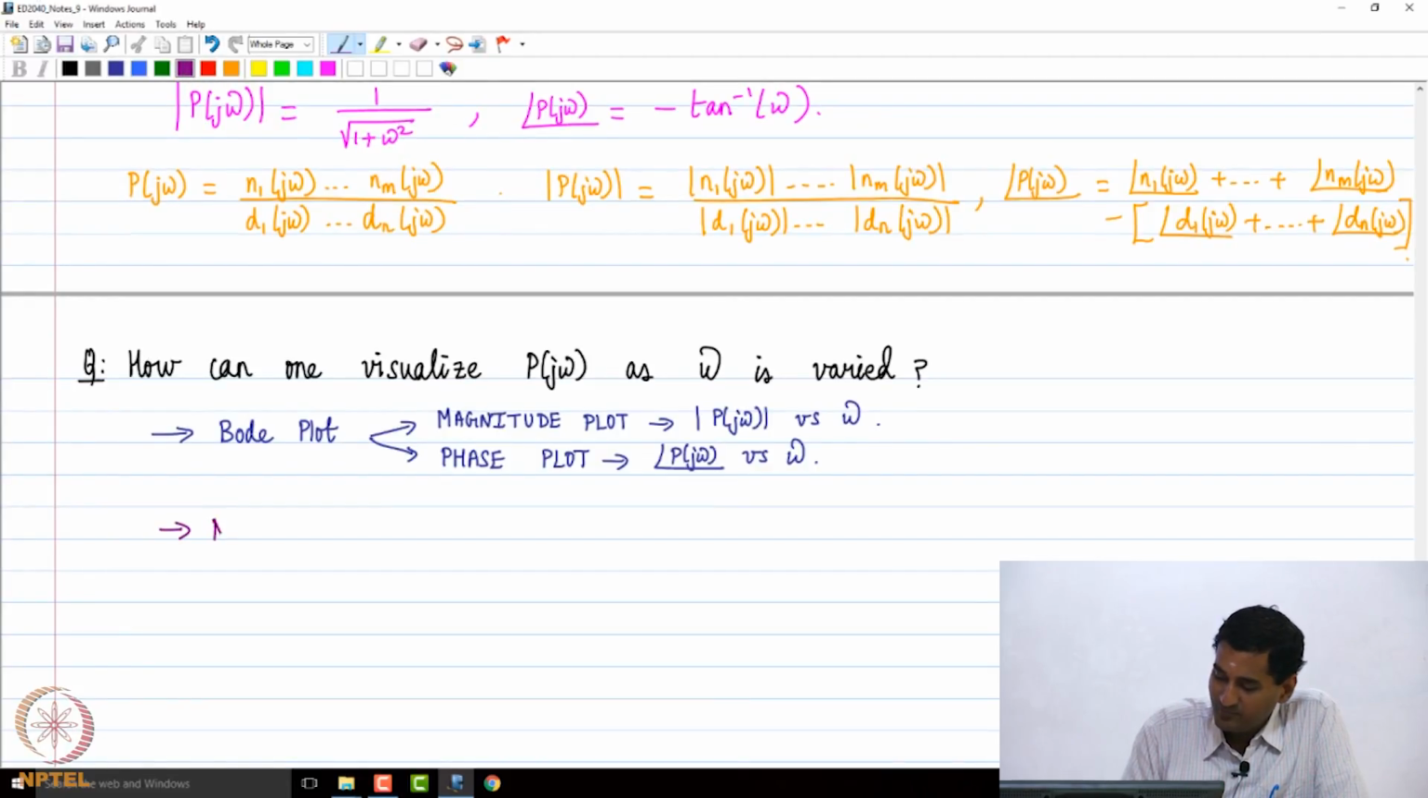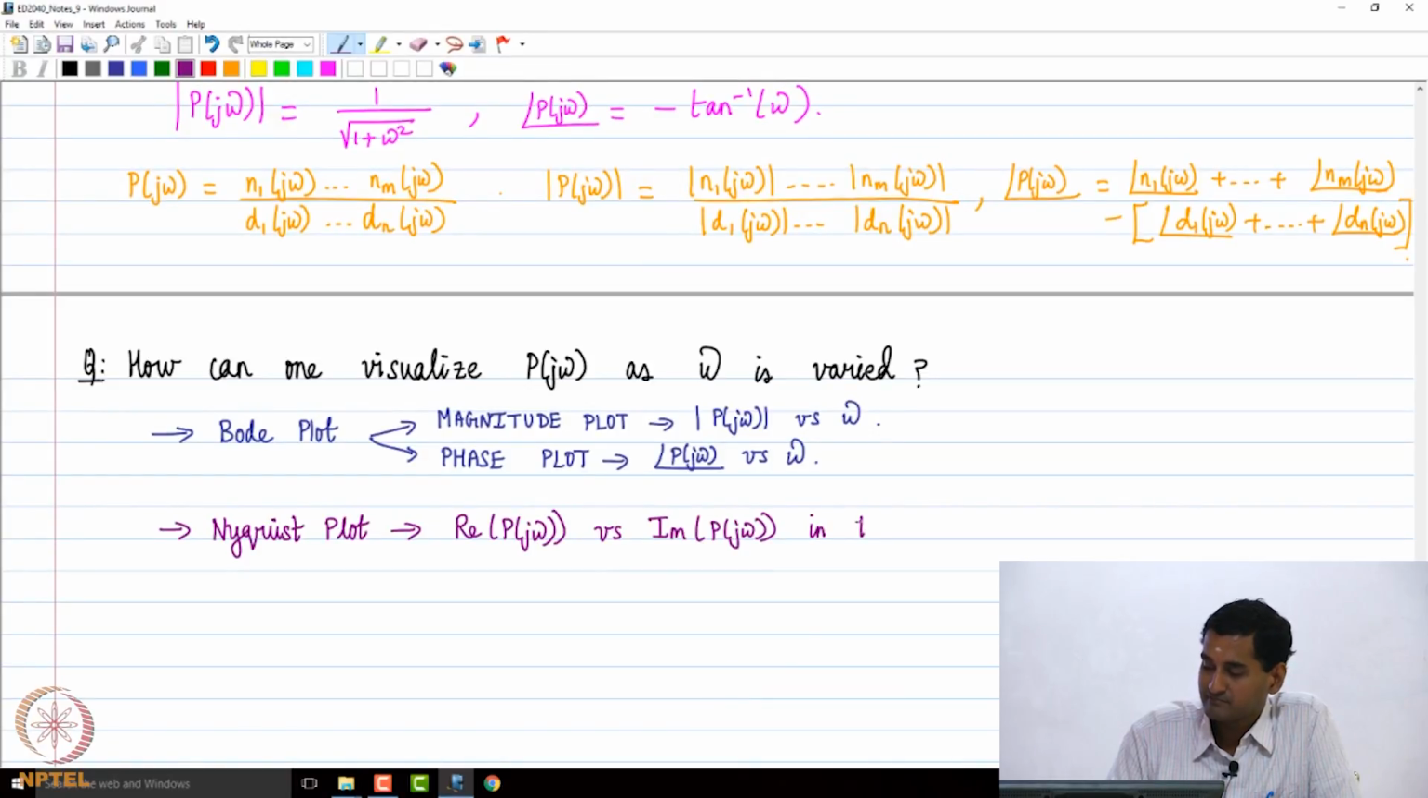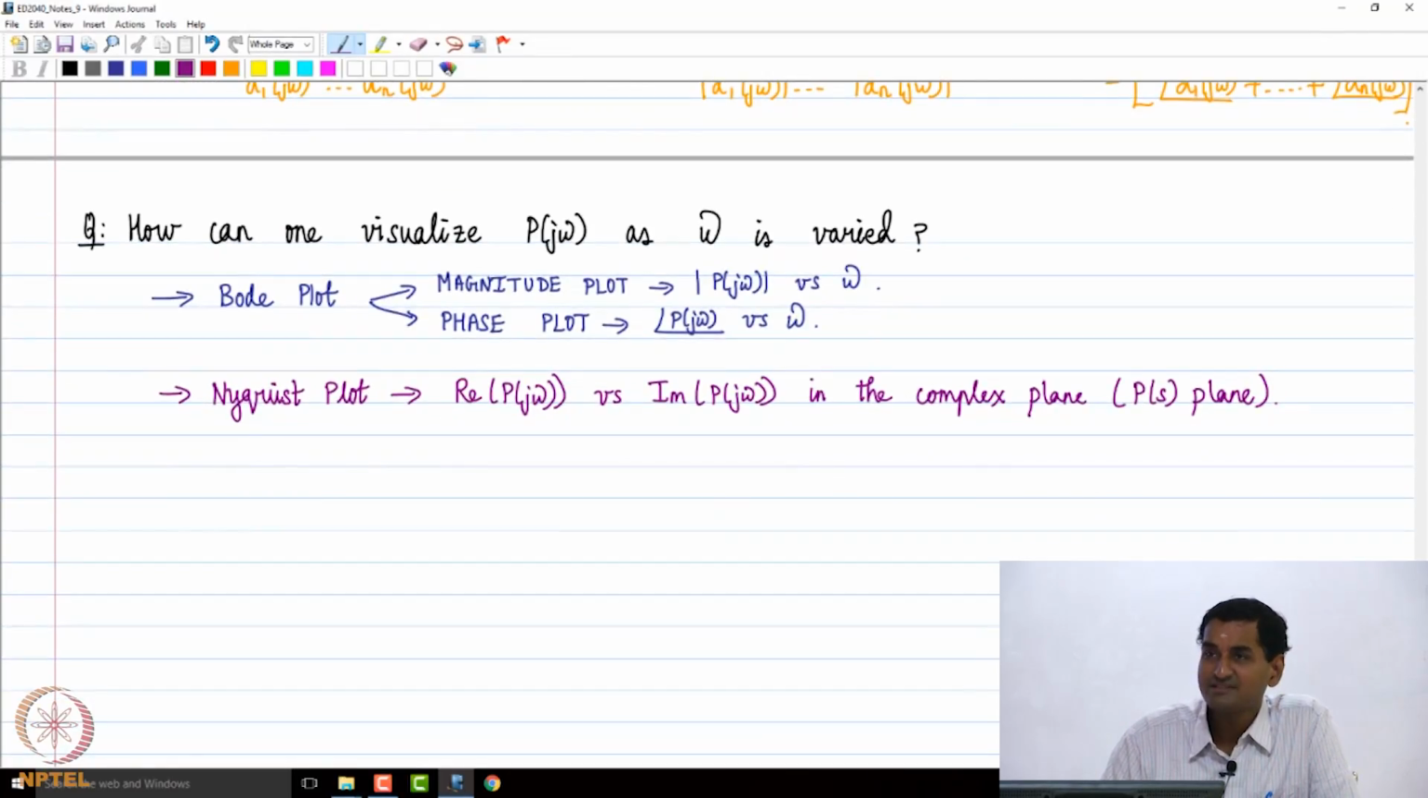A second visualization is what is called a Nyquist plot. A Nyquist plot is essentially a plot of the real part of P of j omega versus the imaginary part of P of j omega in the complex plane, what is called the P of s plane. So we will see what this is as we go further.